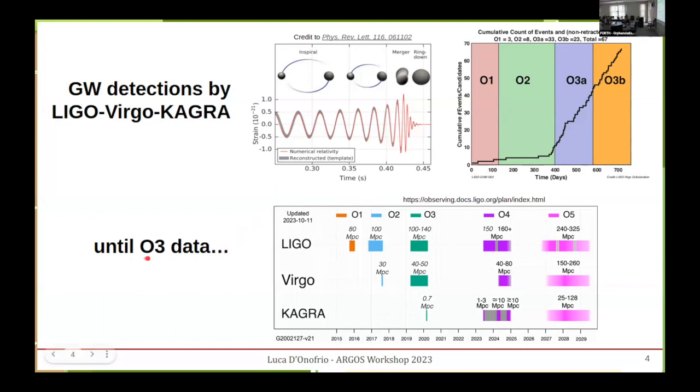These are the results until O3 data, but a few months ago we started the O4 run, and so there is now actually one detection every 2 or 3 days. In this plot, there is the observing plan for LIGO, for Virgo, and for Kagra. These numbers here are a different metric to show the sensitivity: the binary neutron star merger range. You can see that now the two LIGO are working, and Virgo will hopefully join the O4 run next year.